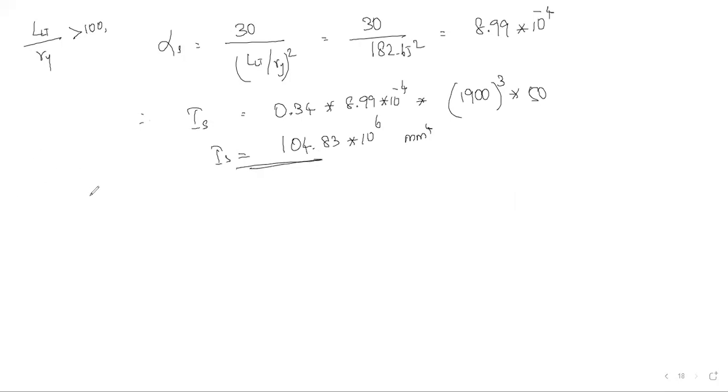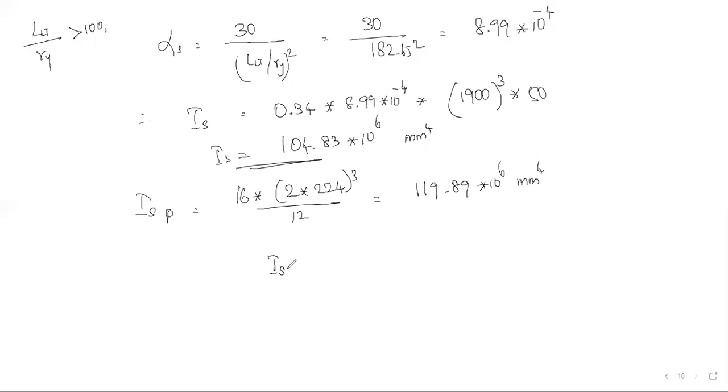Okay. Actually, what we have provided is with respect to stiffeners. So thickness into breadth. So breadth is 2 into 224, cube divided by 12. So it becomes 119.89 into 10 to the power 6 mm to the power 4. So whatever we have provided is more than our requirement, hence safe.